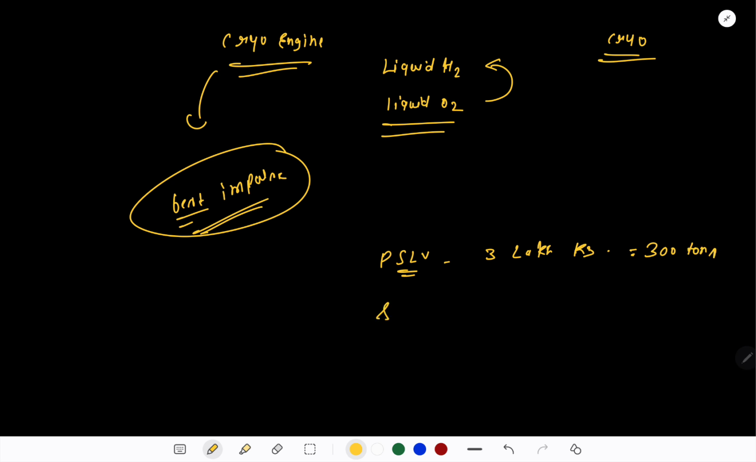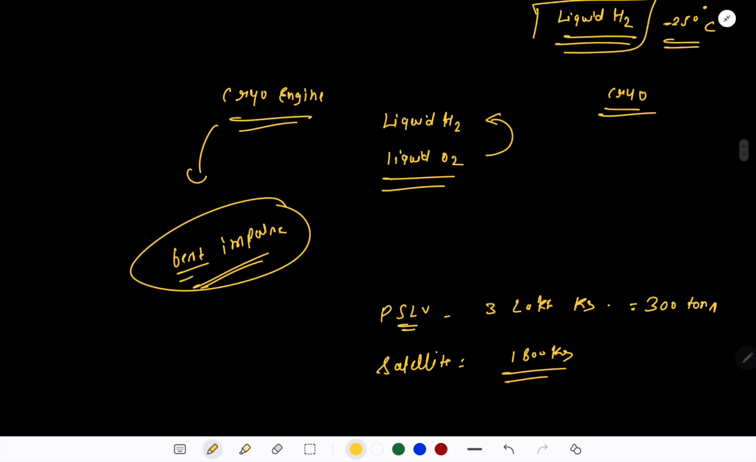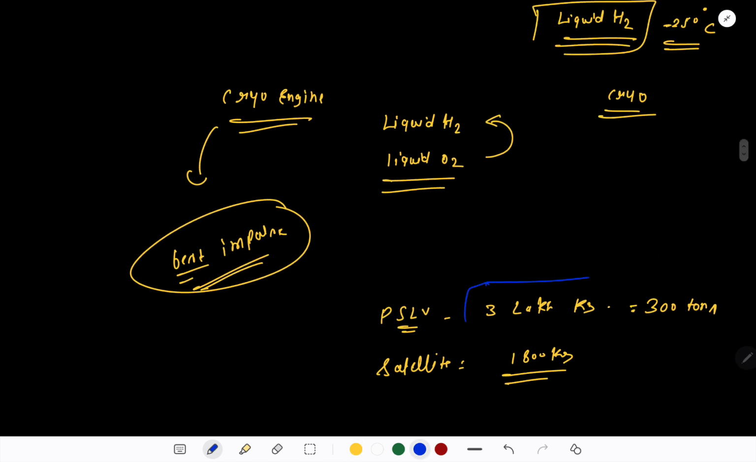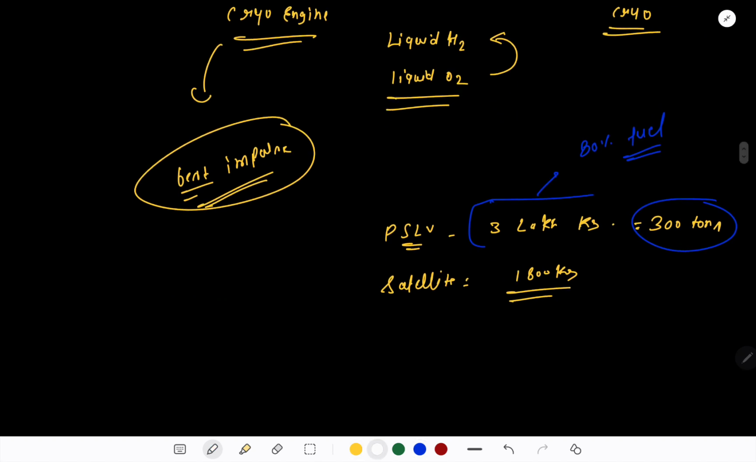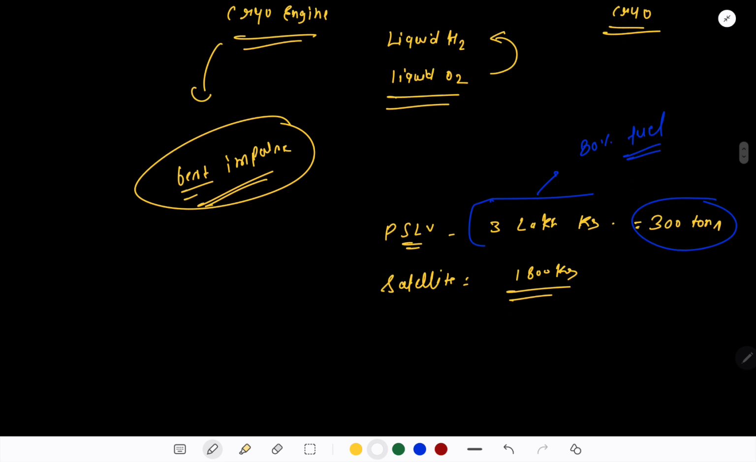Clear? Now the weight of the satellite is only about 1800 kg. Of the 3 lakh kg, or 300 tons, 80% is fuel only. Hence it is needed that we remove the engines at a later stage.